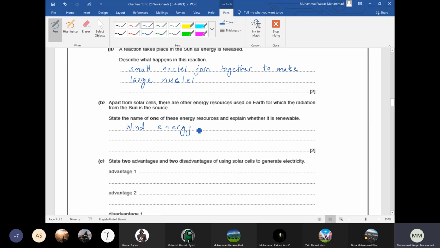Shabash. Wind energy. Beta, it is wind energy. Is it renewable or non-renewable? Renewable, sir. Beta, why is it renewable? Sir, because it won't run out. Yes, beta, because wind energy will not run out. First of all, you have to say it's renewable.